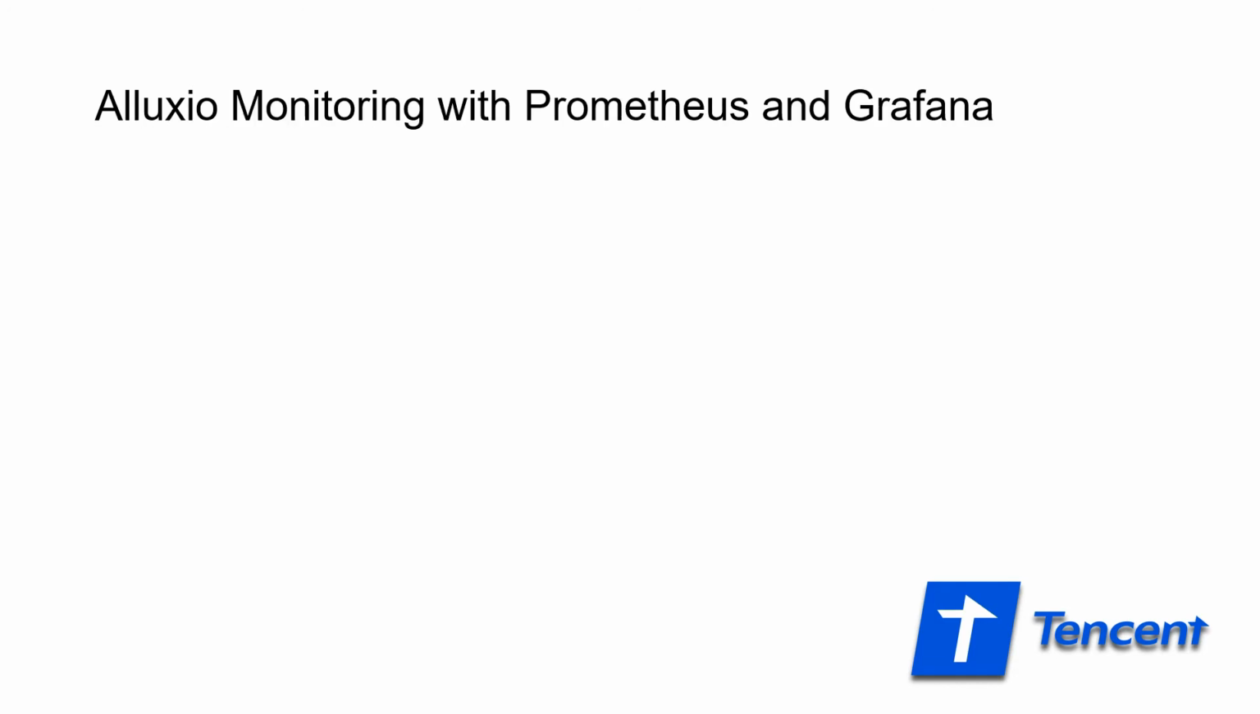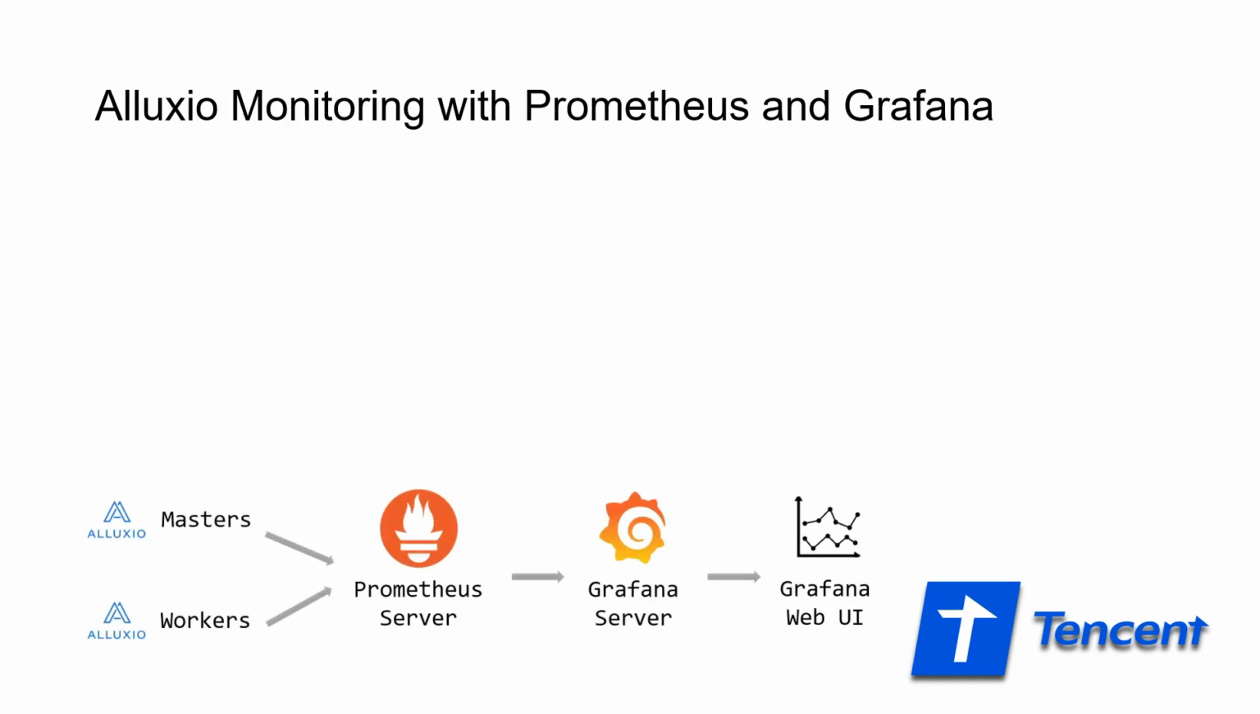This is our monitoring solution. We can see that we use the Prometheus sink to bridge Alluxio and Grafana, because both Alluxio and Grafana have good support for Prometheus. So how does it work?